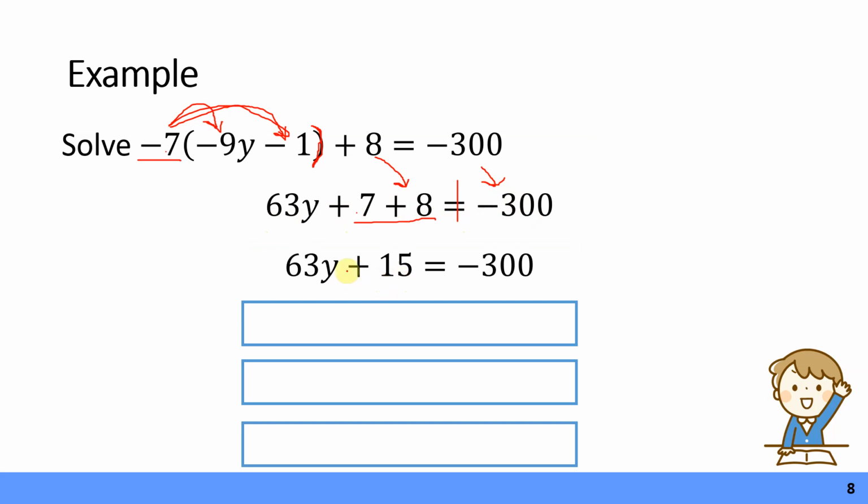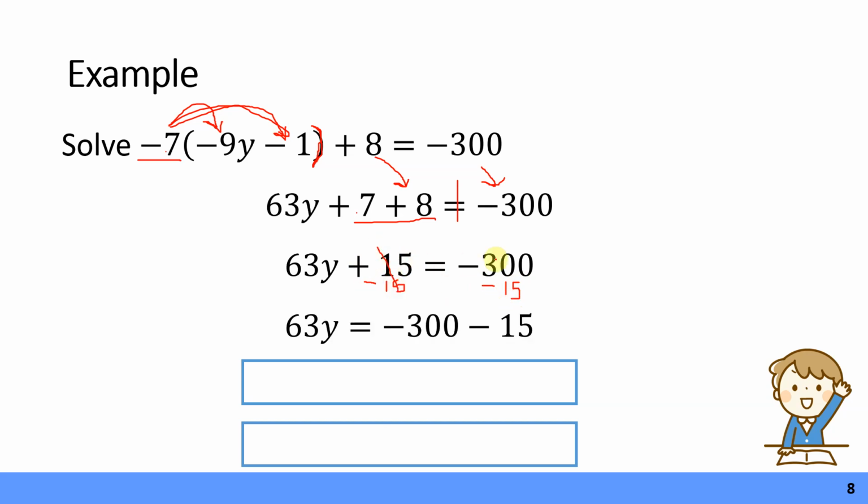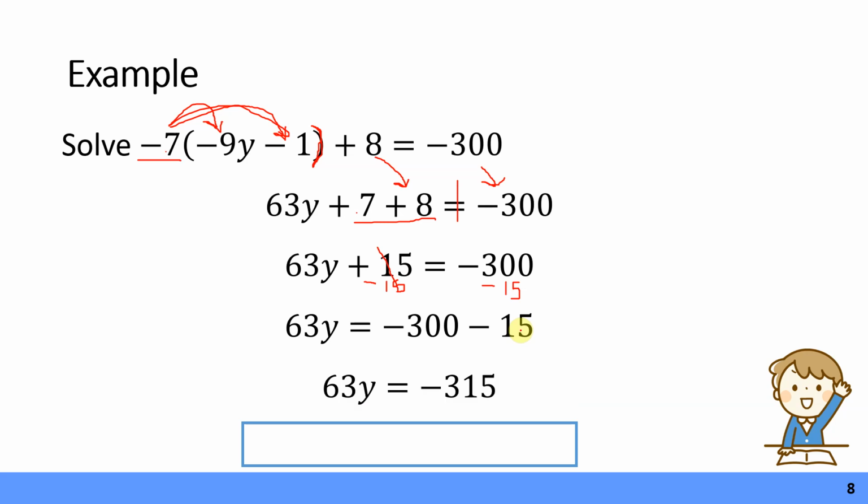Now, let's see. The 15 doesn't have a y, so might as well just move it to the other side. So if I'm going to move it to the other side, I do minus 15 because I do the opposite. Remember, the opposite of adding 15 is subtracting, and I have to do it on the other side as well. These cancel out. Negative 300 minus 15 gives me negative 315.